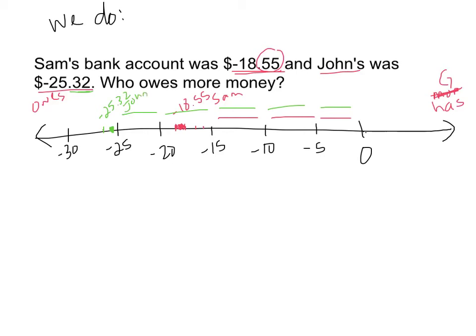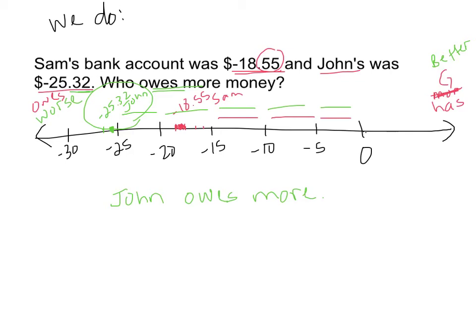Okay. And you can ask yourself, who owes more money? Who's worse off? Is it John at negative 25.32 or Sam at negative 18.55? So this is worse, and this is better. So of the two, who's worse off? Who owes more money? That would be John. John owes more. So that would be your answer.